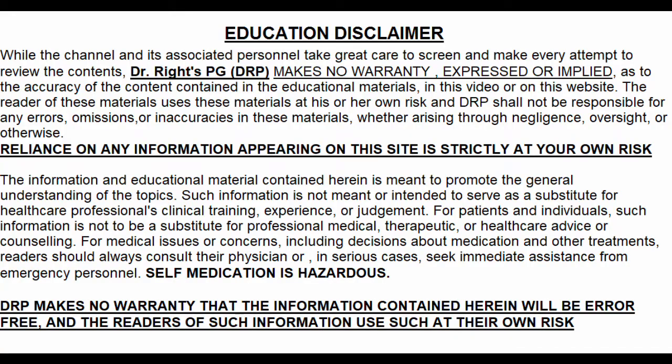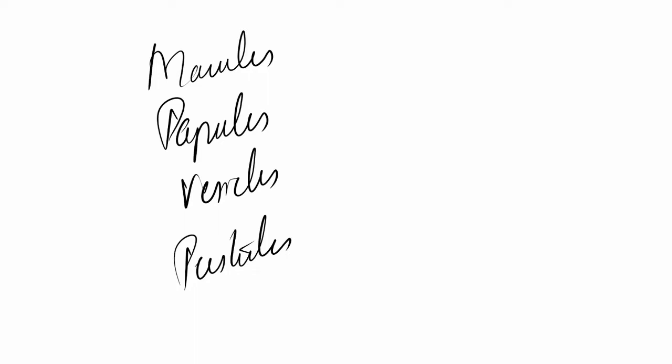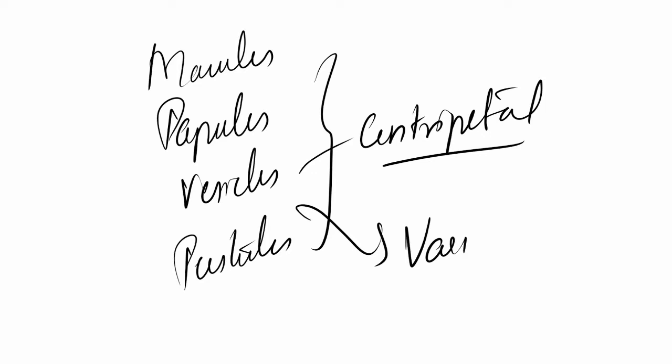Imagine the following scenario. A patient comes to you with the following lesions. He has macules, papules, vesicles and pustules, all four of them at the same time, which are centripetal in arrangement. What would be your diagnosis? The answer is varicella, or in layman's terms, chickenpox.